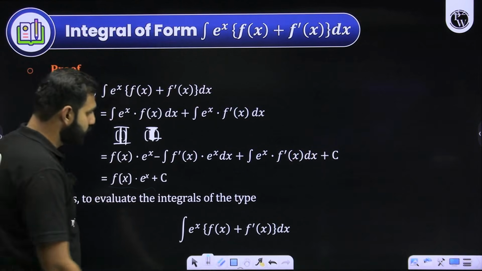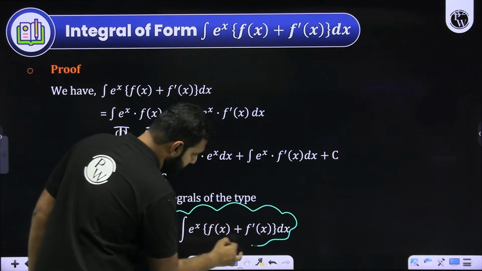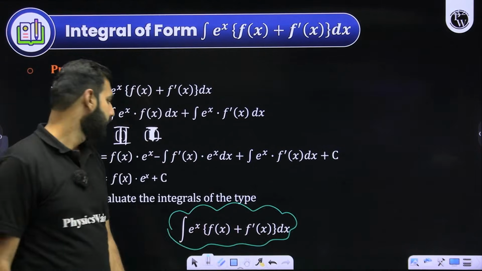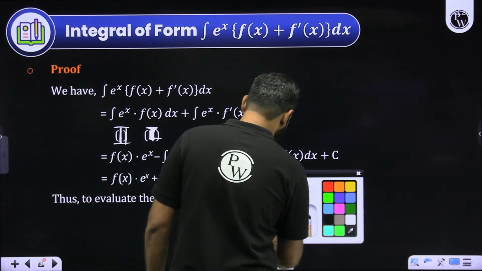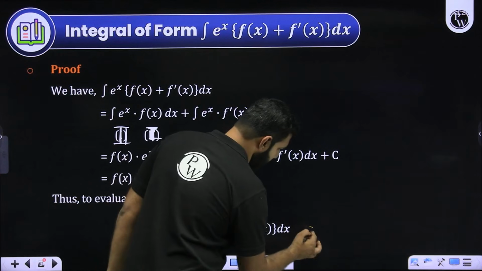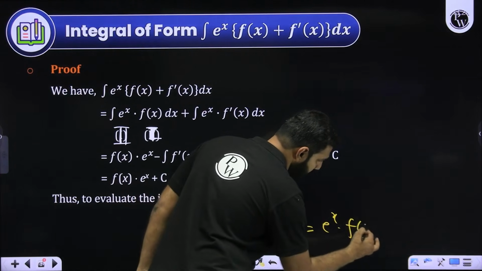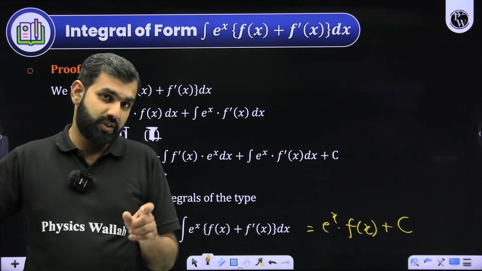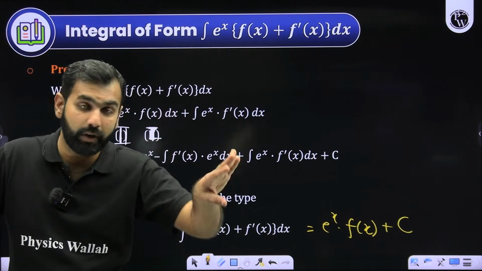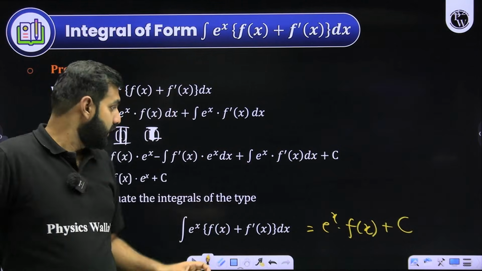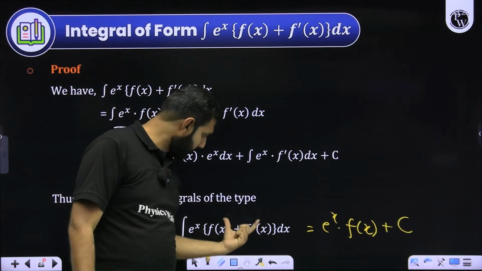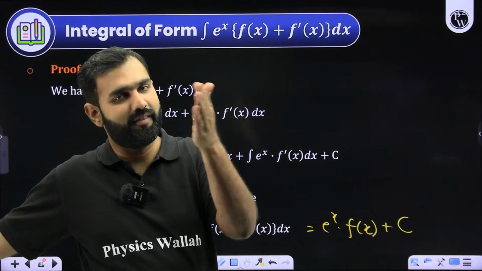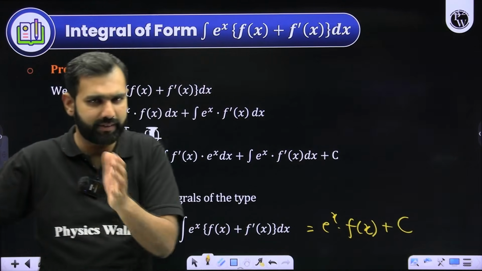Always remember, whenever you wish to evaluate an expression of this type, where e to the power x times the whole of a function plus its derivative is given, then don't hesitate in writing your answer as e to the power x times the function f of x plus c, of course. So whenever you see a question having e to the power x into something, you need not integrate. The job is breaking that other factor as a sum of two functions where the second one is the derivative of the first one. I hope it is understandable.